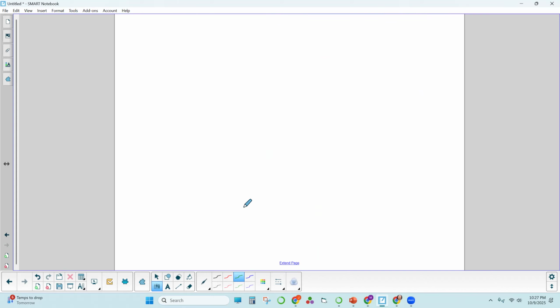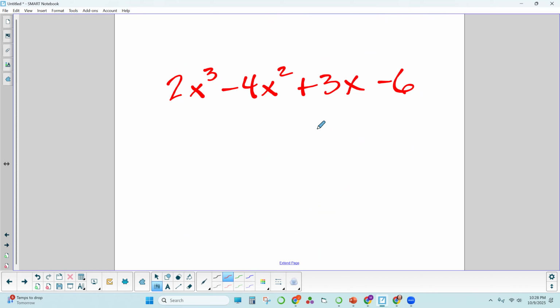For our next example, let's look at this one, which is also a cubic, 2x cubed minus 4x squared plus 3x minus 6. And again, if it's not already in standard form in descending order of exponent, you want to put that in order. And again, you want to check that ratio that I'm talking about. 2 to 4 is 3 to 6. So 2 to 4 is equivalent to 3 to 6. So this checks out. So we can go ahead and group.